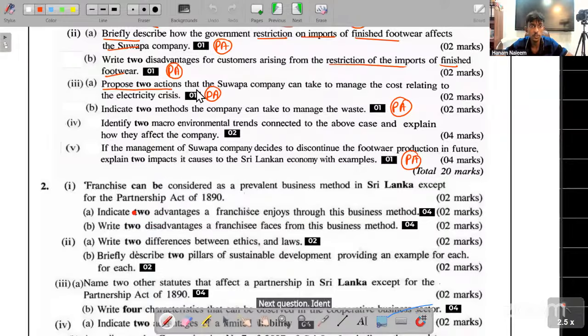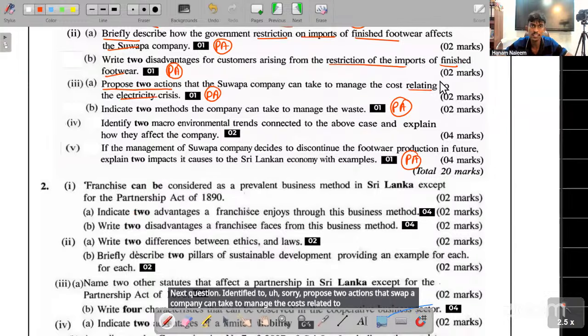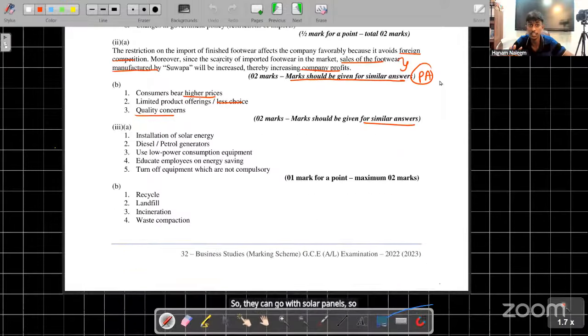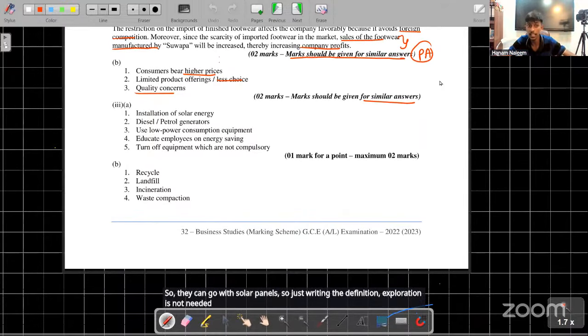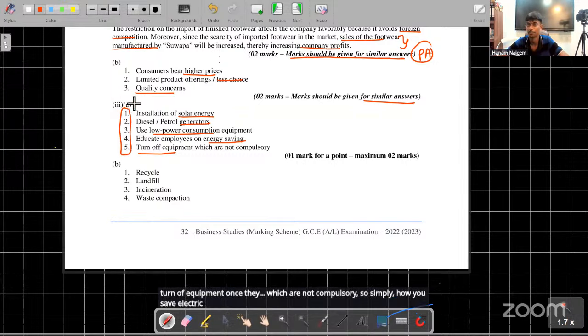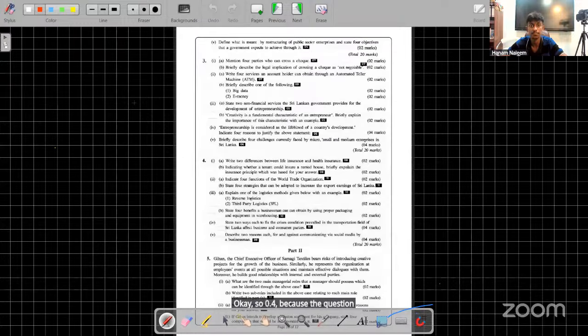Propose two actions that the Suapa company can take to manage the cost related to the electricity crisis. Due to the electricity crisis, there was a huge cost they were incurring. How can they minimize it? What are the alternatives they can use for electricity? They can go with solar panels. Just writing the point is enough, explanation is not needed. You can install solar energy, use generators, use low power consumption, save energy, and turn off equipment which is not compulsory. Simply how you save electricity. Write points, because the question says indicate.